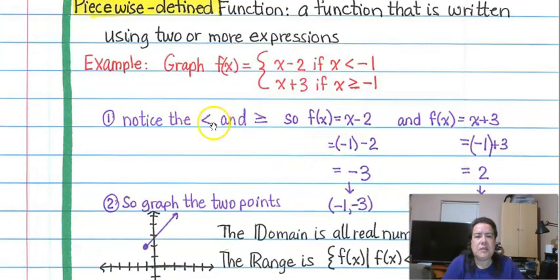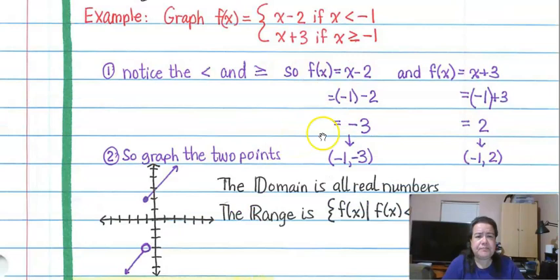So if you notice, you have these two different symbols. One's a less than, one's a greater than or equal to. So whenever you're going to graph these two, first you need to find points that are on this particular one. So what I did was I went ahead and substituted, well, what is it at -1? What does it look like, right? So I substituted in the -1 for that function.